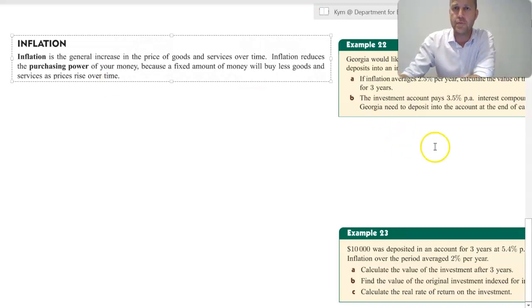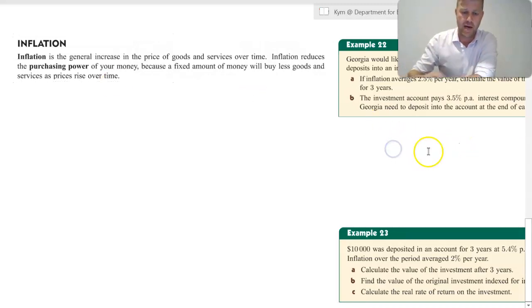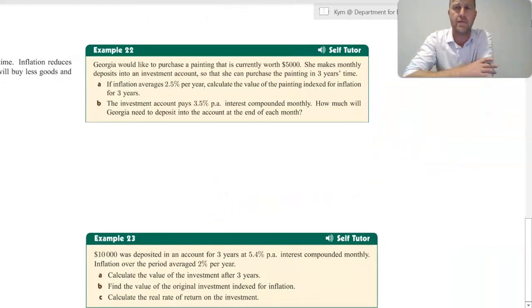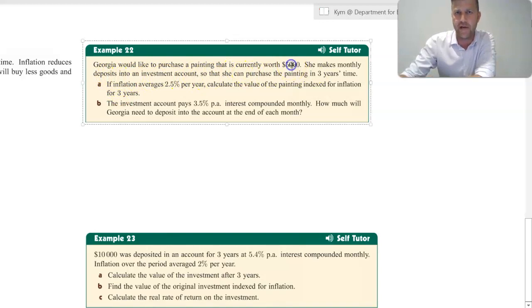Okay, so looking at the first example, we're going to be focusing on indexation. Indexation is kind of like the adjustment of the price of something, taking into consideration the rate of inflation. So first example: Georgia would like to purchase a painting that is currently worth $5,000. She makes monthly deposits into an investment account so that she can purchase the painting in 3 years' time.